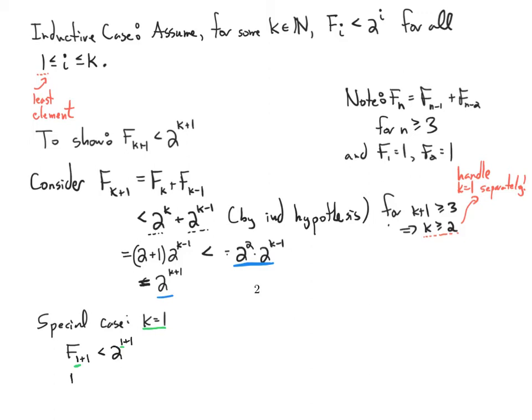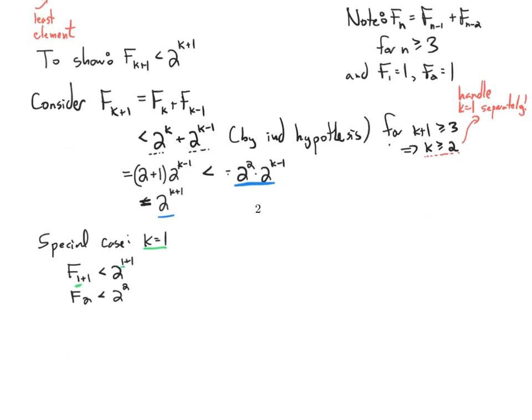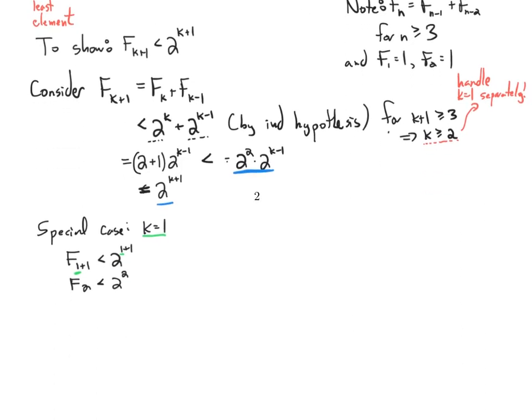So this is f2 is less than 2 squared. But obviously, f2, we have that term. f2 is 1. That's the second term in our sequence, and that is obviously less than 4. So we're good to go.